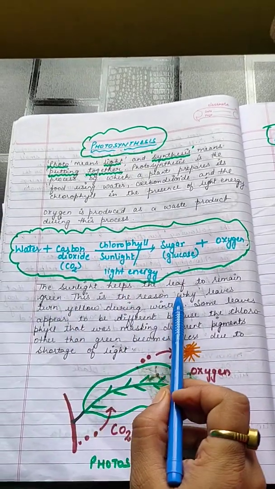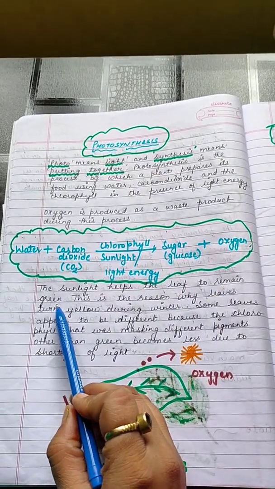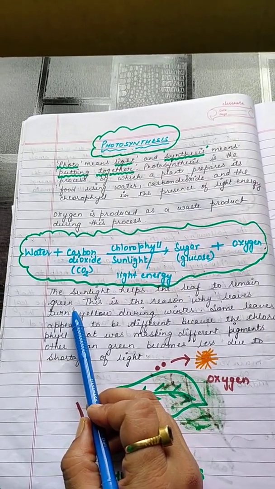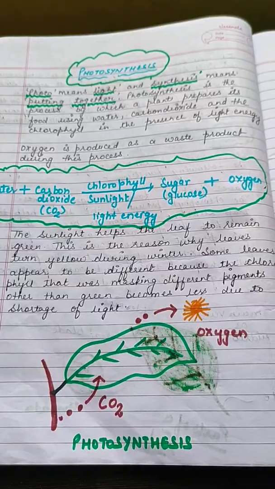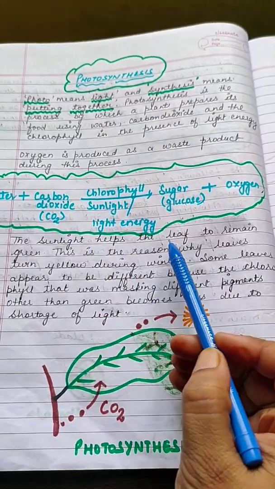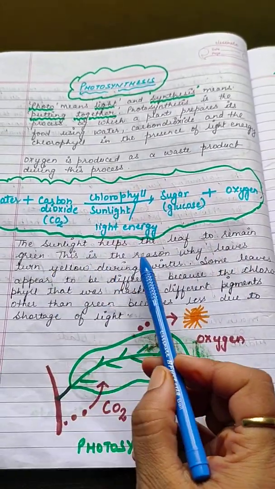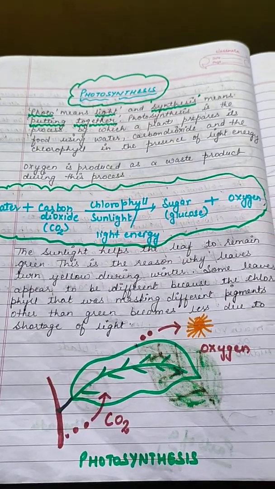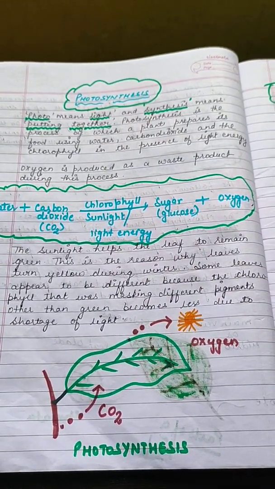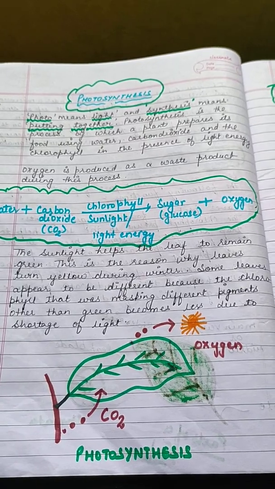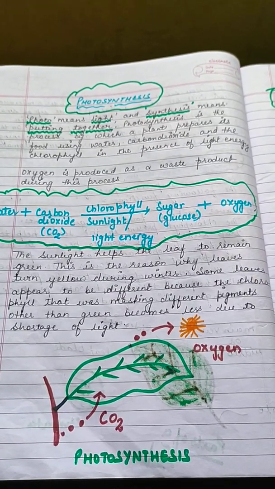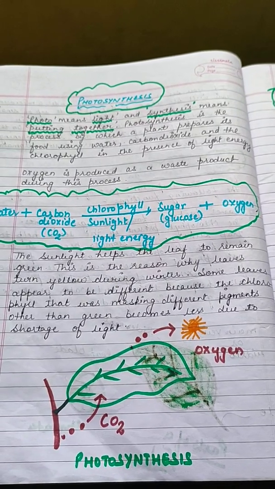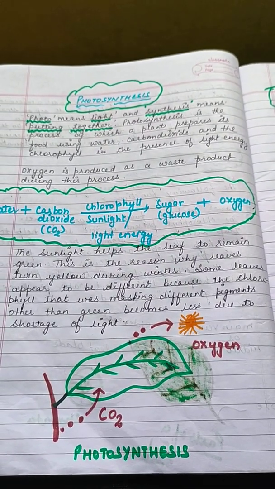The sunlight helps the leaf to remain green. This is the reason why leaves turn yellow during winter. That is why in winters the leaves turn yellow, because in winters there is an absence or shortage of sunlight.